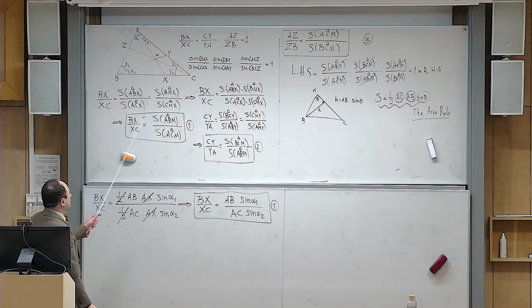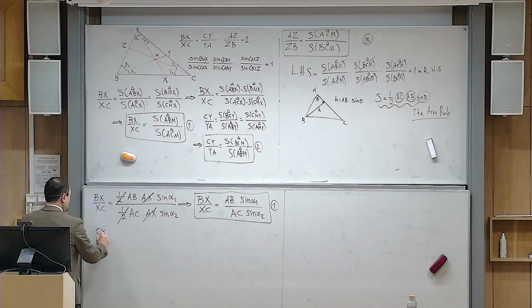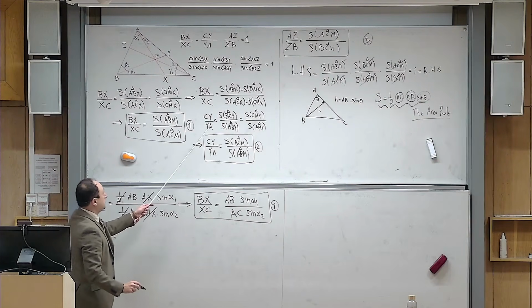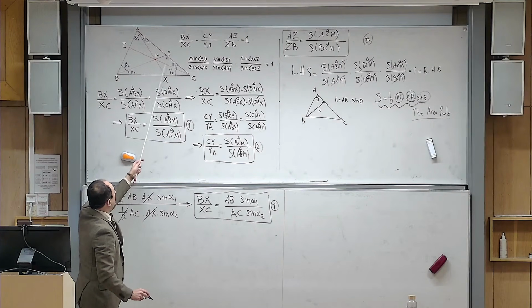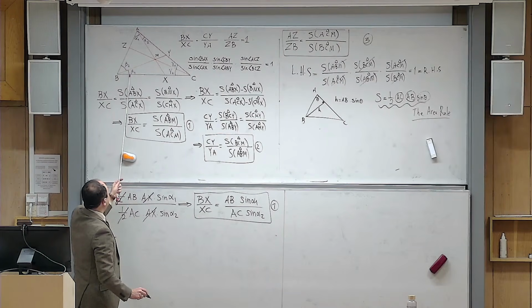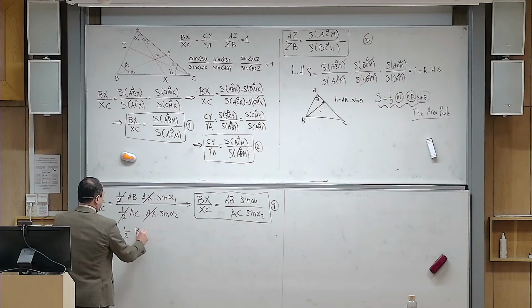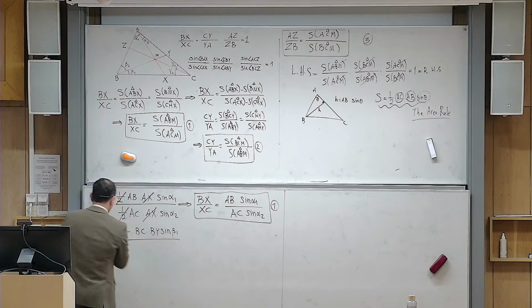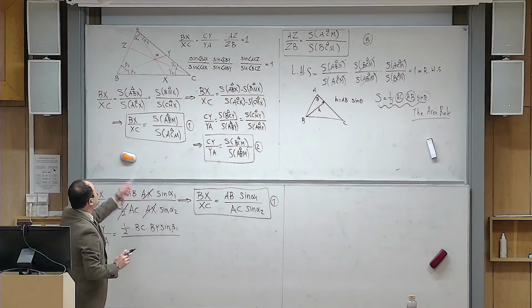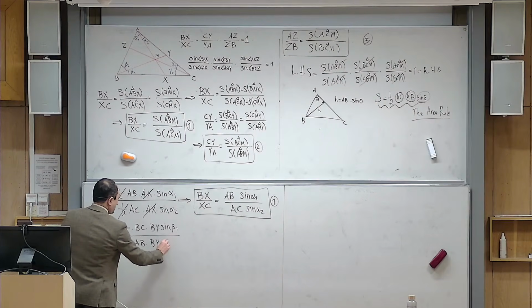But I can take this one from the board, CY, this middle one, CY from YA, copy and paste that part. But instead of this area of BCY, I can write BC multiplied by BY multiplied by the sine of the angle between them, which is beta 1, and of course multiplied by 1/2. So this becomes 1/2 BC BY sine of beta 1 divided by the area of ABY, which similarly will be 1/2 AB times BY, this time times sine of beta 2.